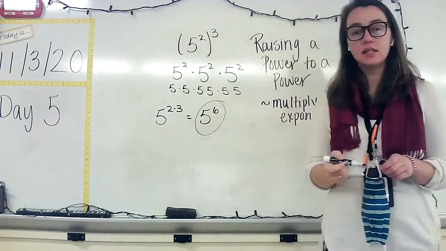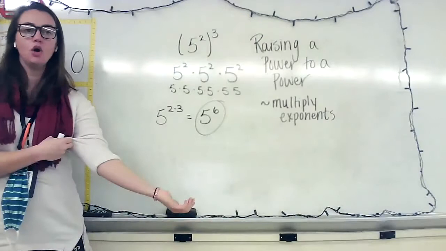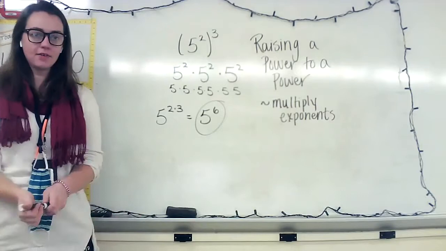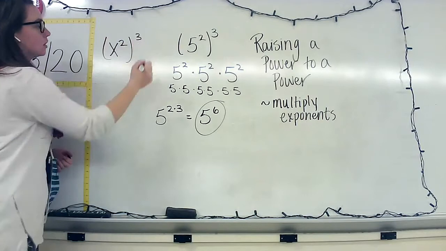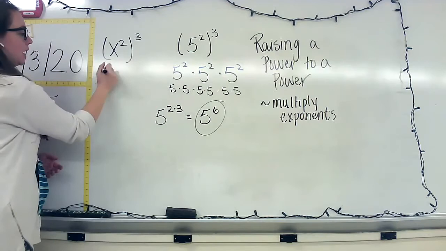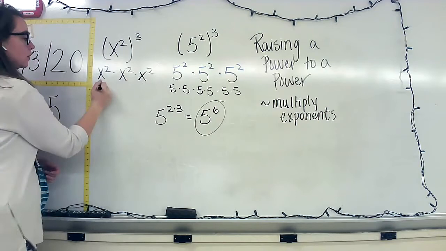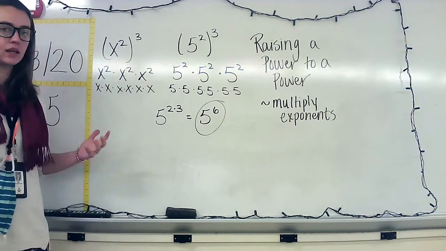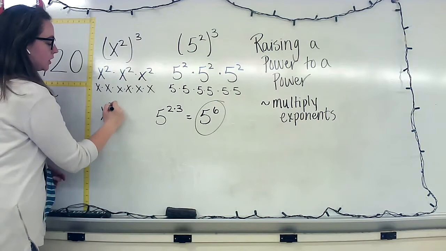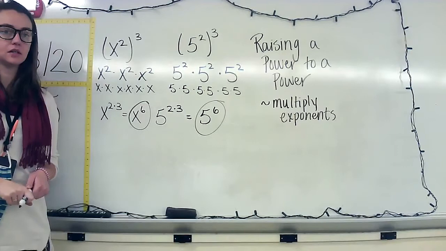Just like the product property, this especially comes in handy when we're dealing with exponents and I can't actually evaluate anything, but I can simplify it. If I have x squared to the third power, same as these fives, this would be x squared times x squared times x squared, or x times x times x times x times x times x. Either way, I'm going to have 6 x's. You could also just get that from doing 2 times 3. We have x to the 6th power. And this is what we do when we have a power raised to a power.